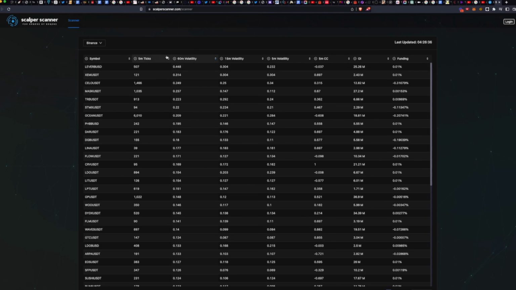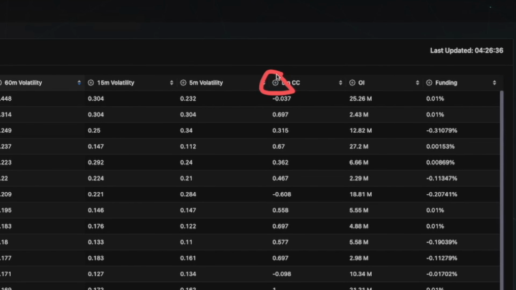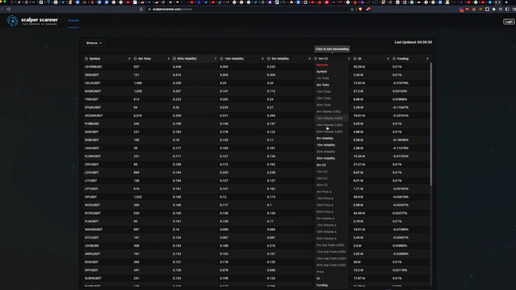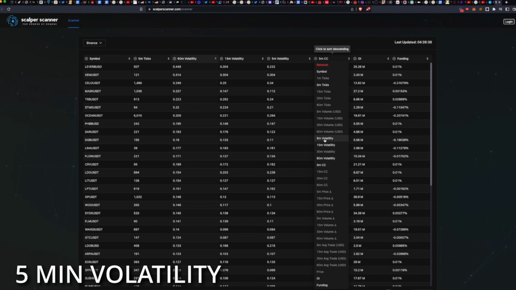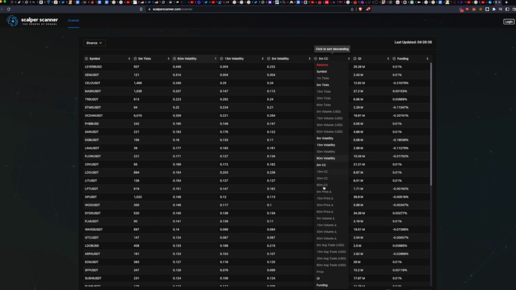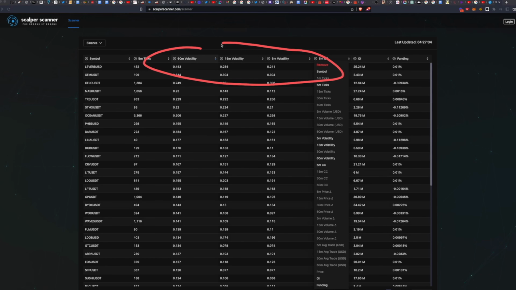So the first thing you're going to want to do is, if you pull up a default screen, it's not going to look like this, right? What you're going to want to do is press this plus button on any one of these columns. And I want you to add 15-minute volatility, 15-minute volatility, and 5-minute volatility. Now, the rest of this is not super important. These 3 things are basically the main things that I use. It doesn't have to do with anything else.